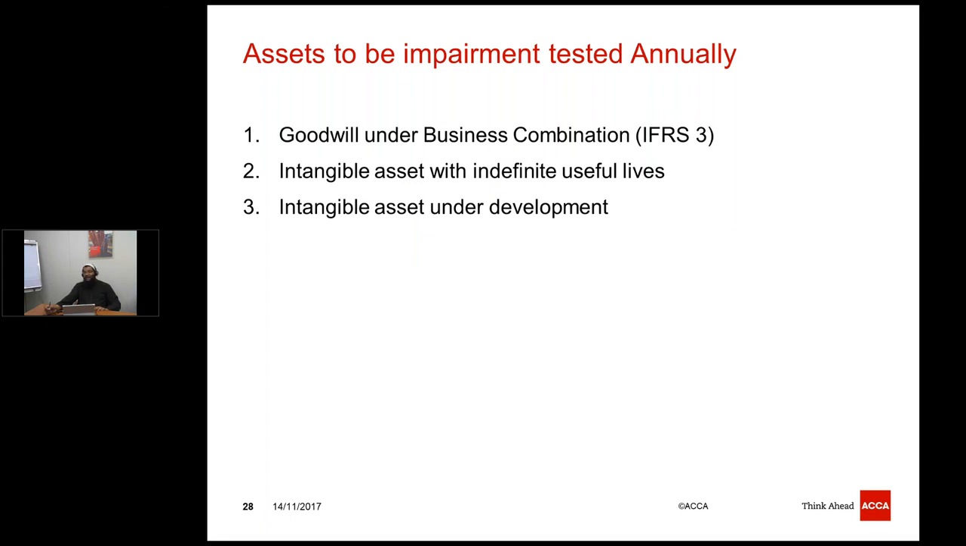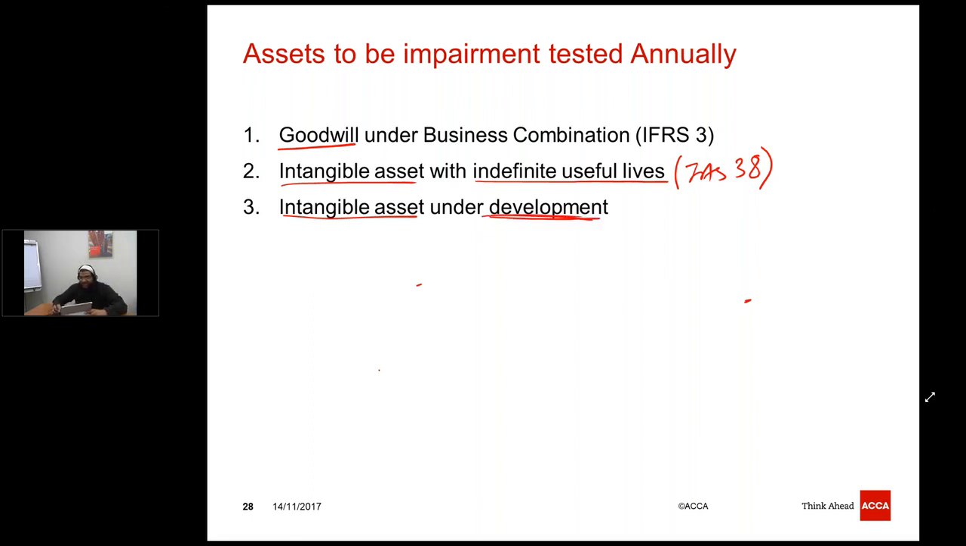So normally we test an asset for impairment when we get an indication. But there are 3 assets which should be tested for impairment annually, irrespective of whether we have got an indication or not. The first is goodwill. Goodwill should be tested for impairment annually. The second is intangible assets with indefinite useful lives that we have already studied in IAS 38. And the third is intangible assets under development.